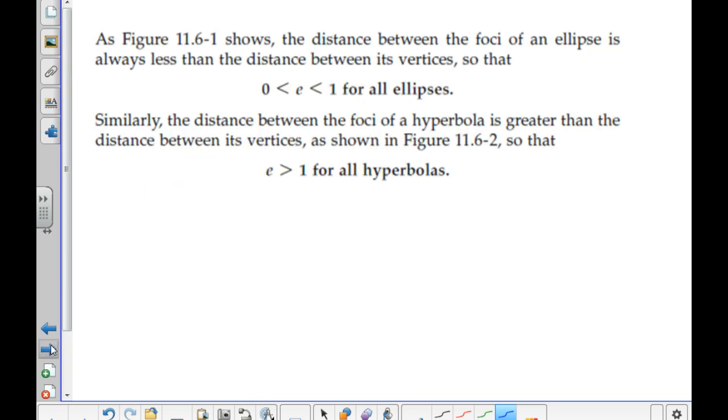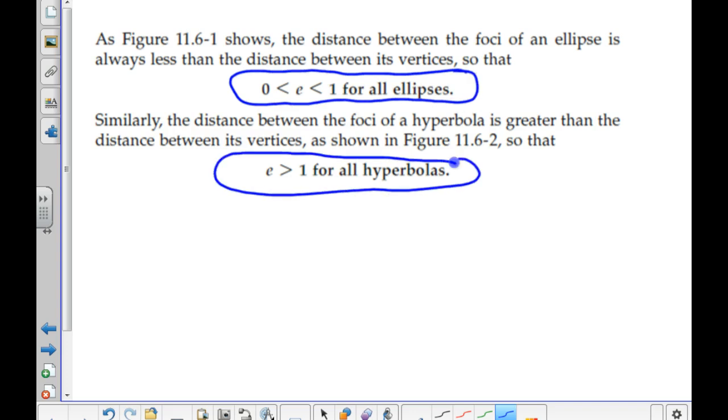All right, do you have this at the bottom of your page? So we tried to develop this by thinking about C and A, but you need to know that whenever E is between 0 and 1, it's going to be an ellipse, and whenever it's greater than 1, it's going to be a hyperbola. Now, let's talk about what that means in terms of the picture, whether it's a lot less than 1, really close to 0, a lot more than 1.